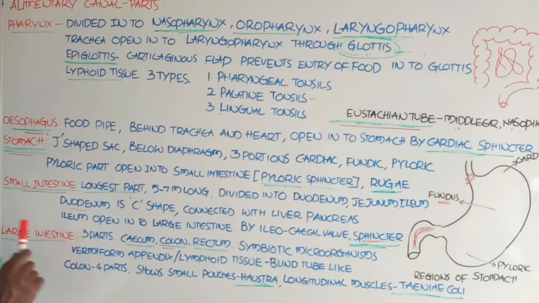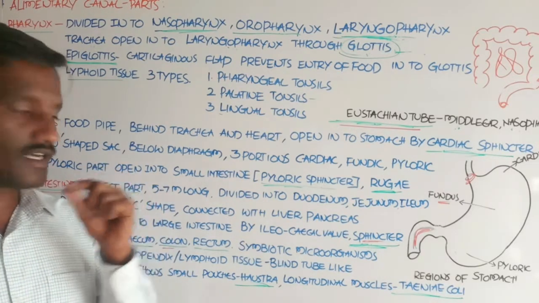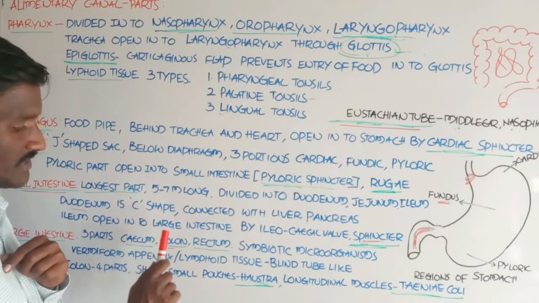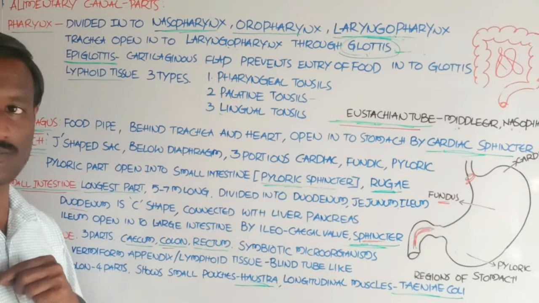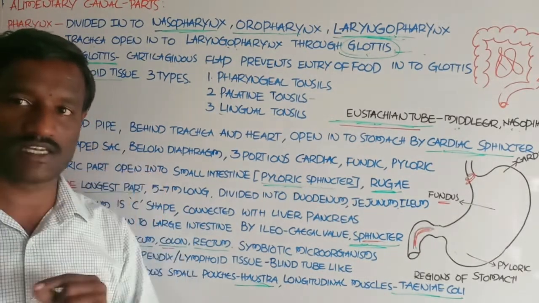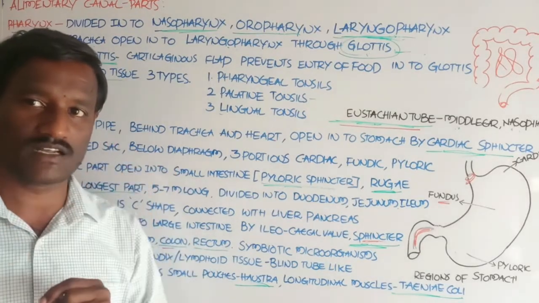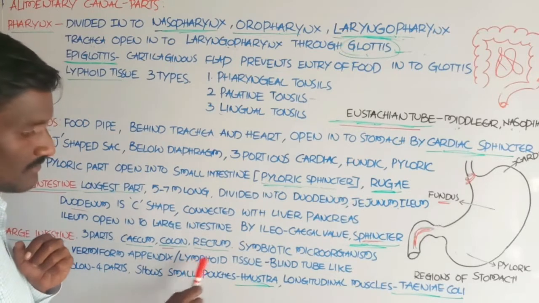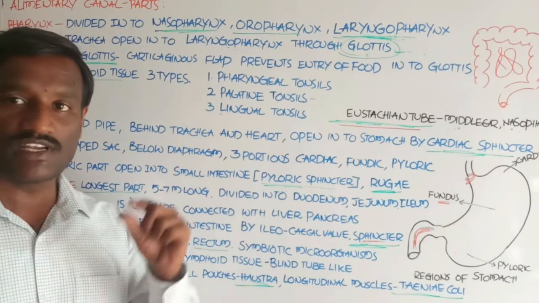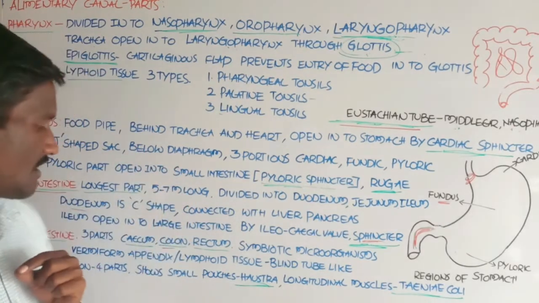Next, another one is the large intestine. What about the large intestine? The large intestine is divided into three parts: the cecum, colon, and rectum. The cecum is a small sac-like structure, and from it arises a blind tube-like structure containing lymphatic tissue, which is called the vermiform appendix. It is a vestigial organ.